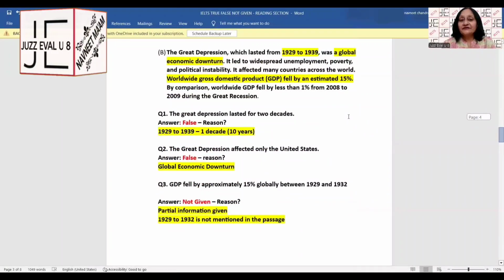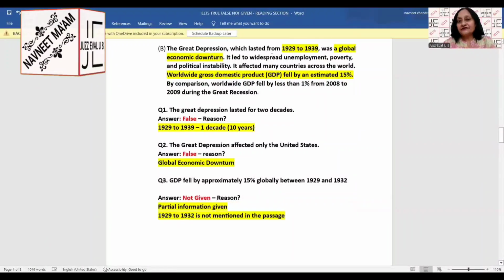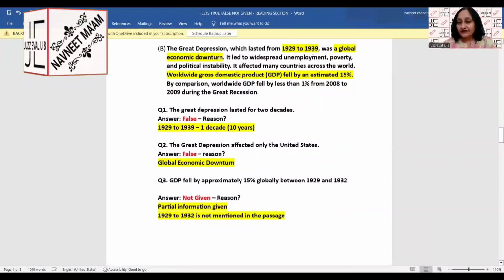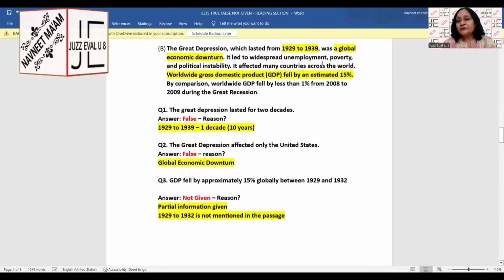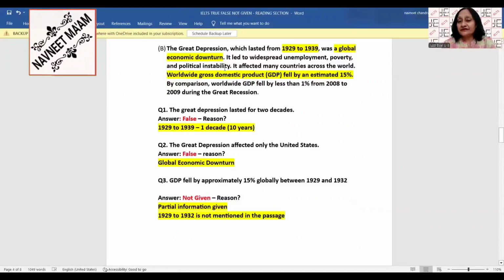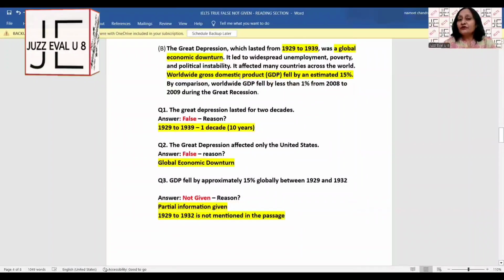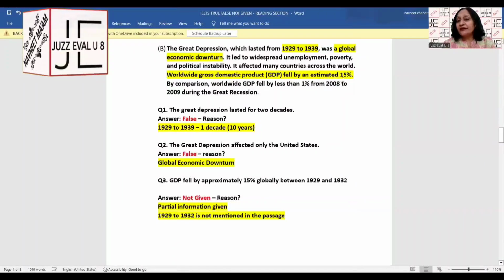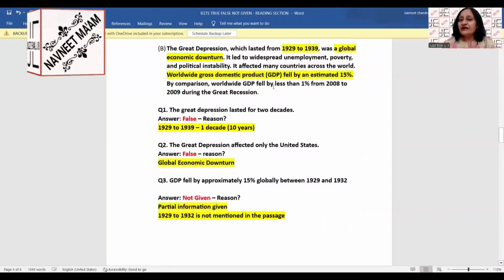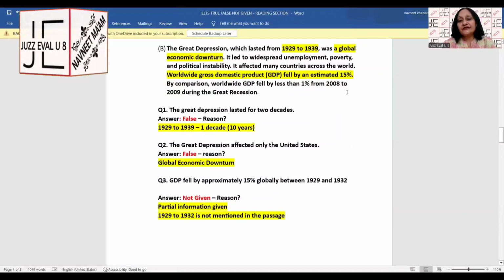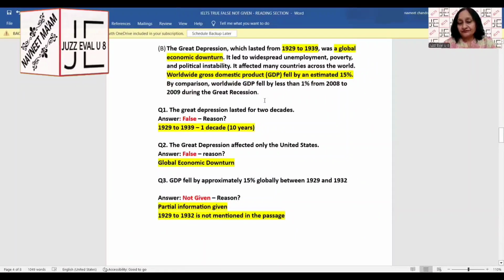Okay, now let's go to another passage. The Great Depression, which lasted from 1929 to 39, was a global economic downturn. It led to widespread unemployment, poverty, and political instability. It affected many countries across the world. Worldwide gross domestic product, that is GDP, fell by an estimated 15%. By comparison, worldwide GDP fell by less than 1% from 2008 to 2009 during the Great Recession.